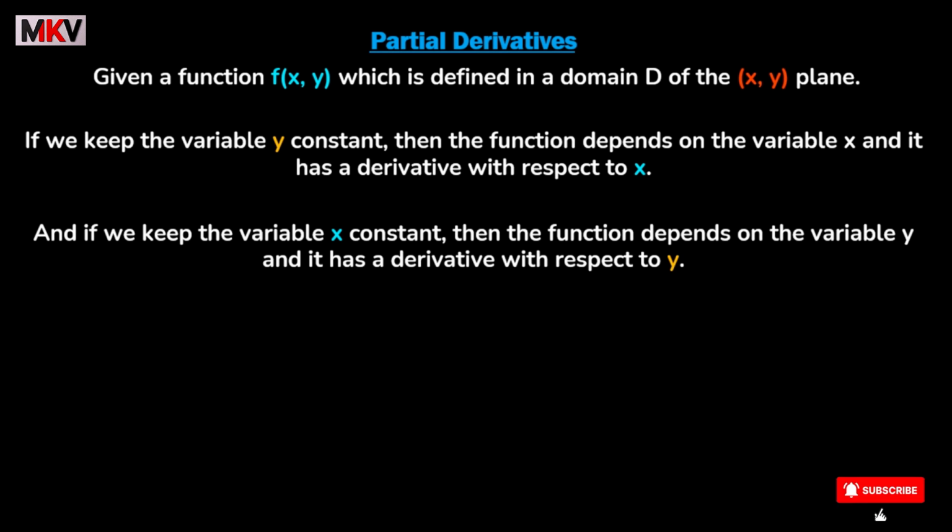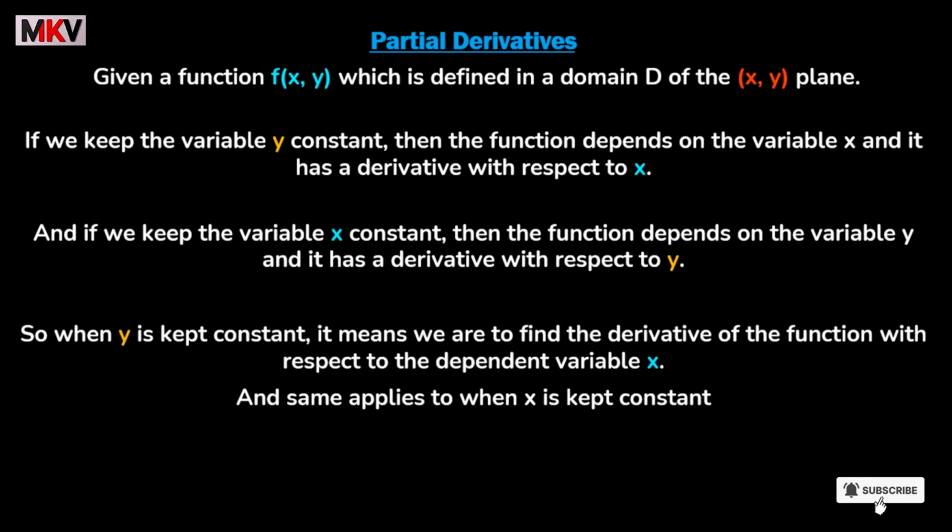And when we keep the variable x constant, then the function depends on the variable y and has a derivative with respect to y. So when y is kept constant, you have to find the derivative of the function with respect to the dependent variable, which is x. As I said earlier, keeping y constant means the function now depends on x. Therefore, we are supposed to differentiate with respect to the variable x in the function. The same applies when you keep x constant.